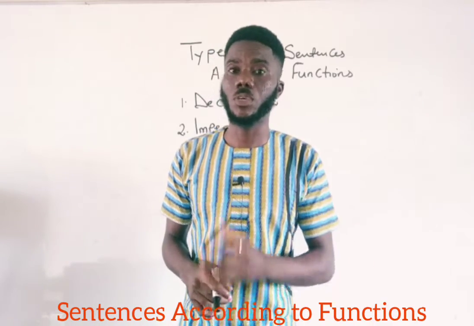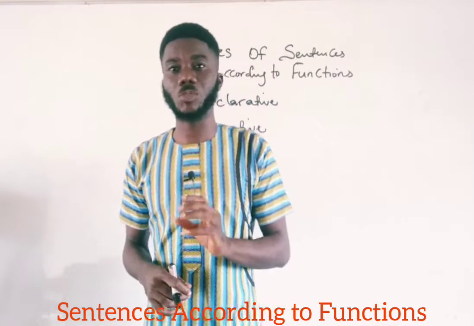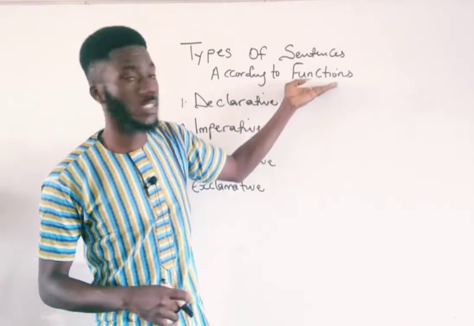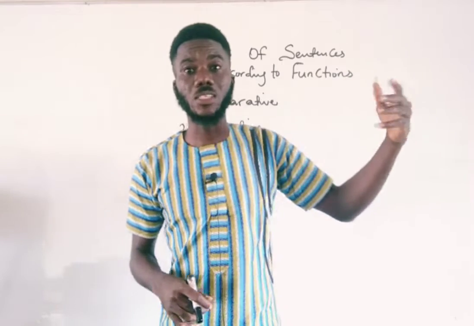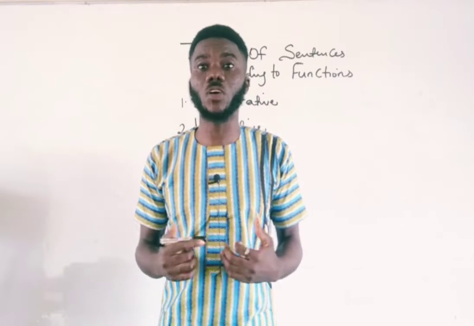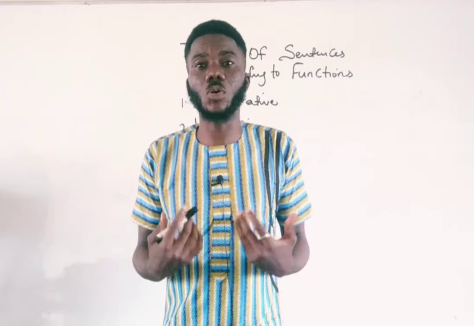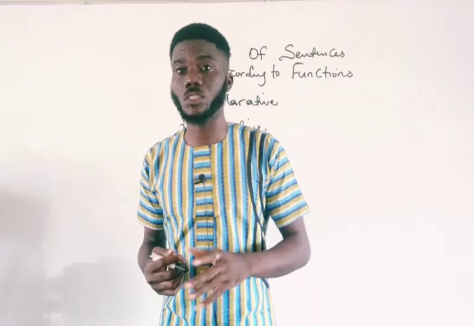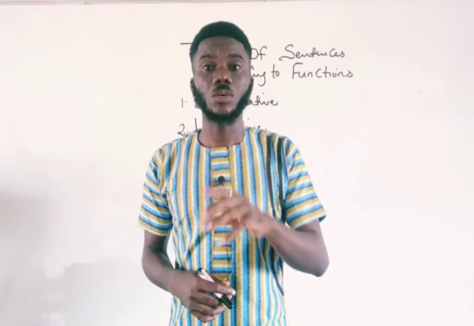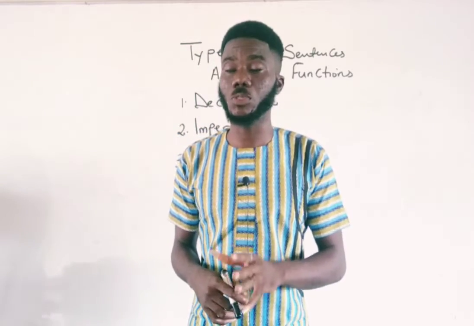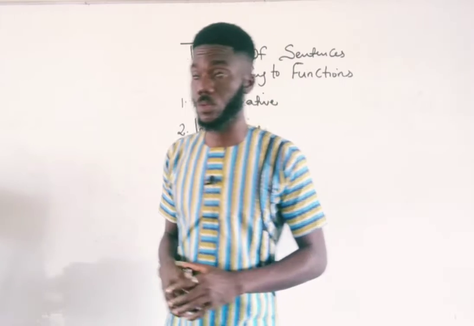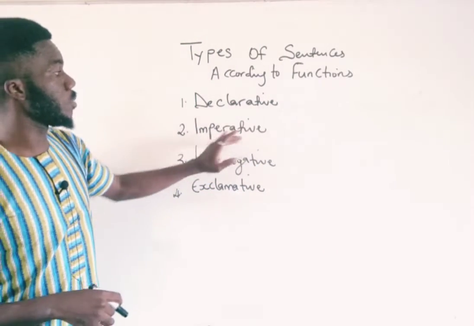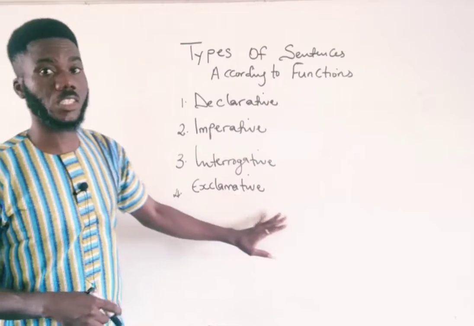Okay. Now, here we are to talk about types of sentences according to functions. That is to say, the sentences we are talking about here are according to the results that they are expected to bring back. Here, we are going to be talking about four types of sentences also. We have the declarative, the imperative, the interrogative, and the exclamative.